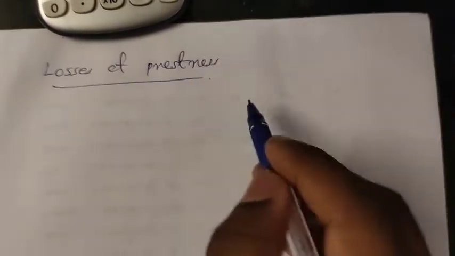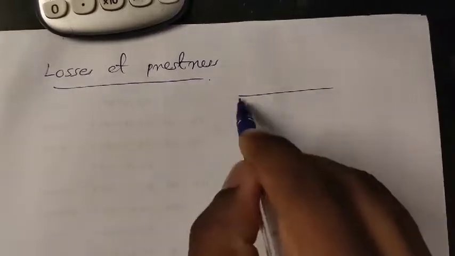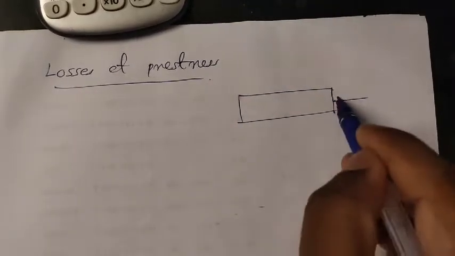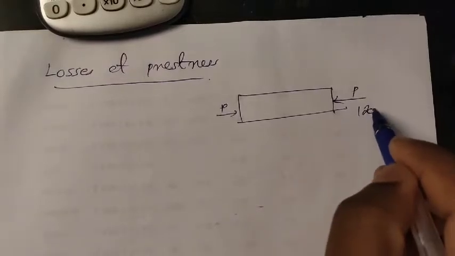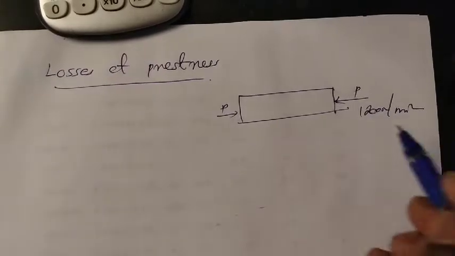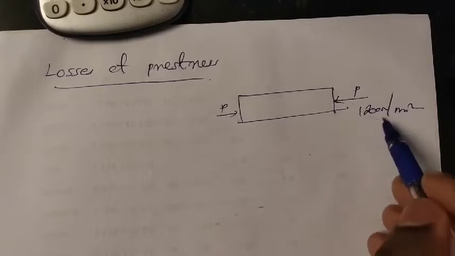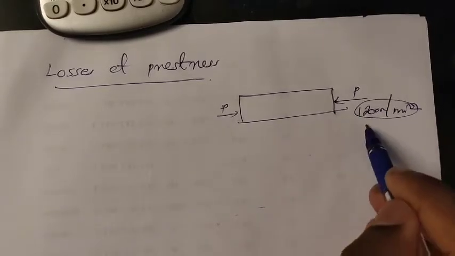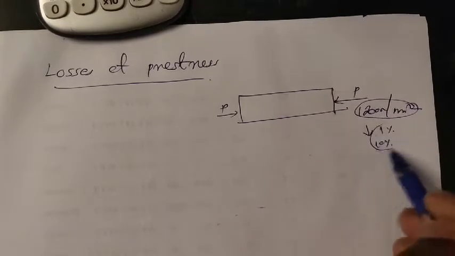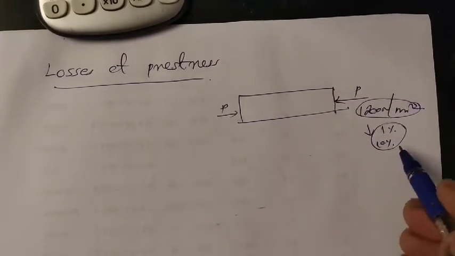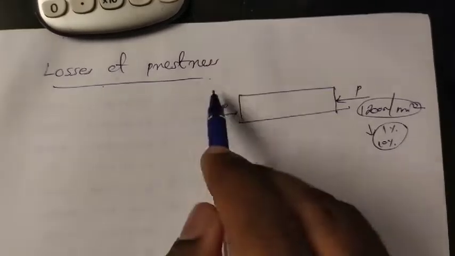The next one is losses of prestress. What is losses of prestress? If we are applying a prestressing force P on a beam, it may be 1200 Newton per mm square, but after providing this, it may reduce slightly, maybe 1%, maybe 10%. That reduction is called losses of prestress.